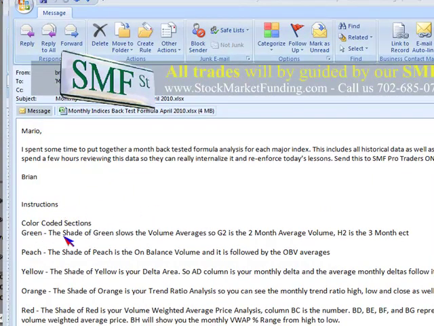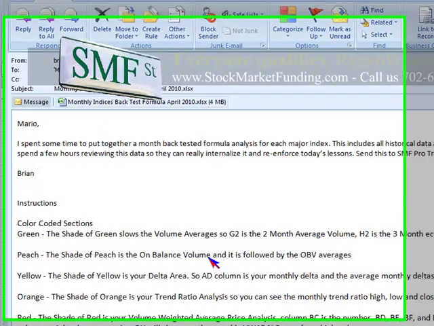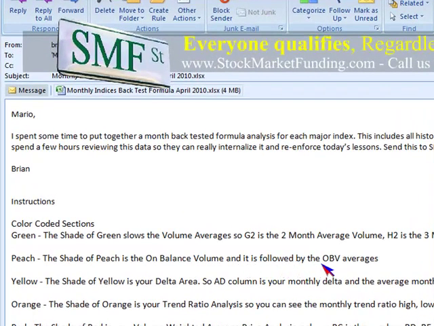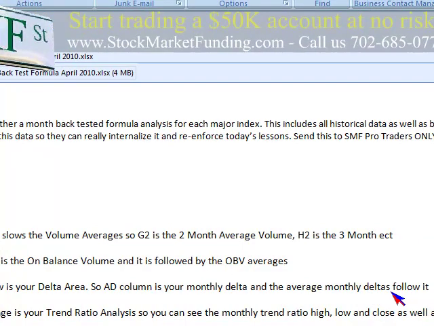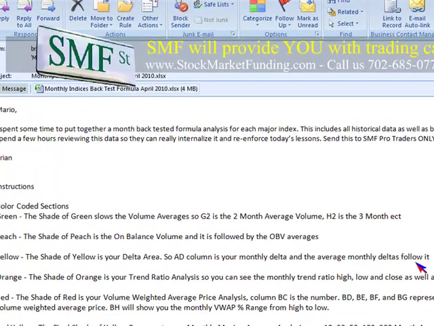Instructions, color-coded sections. The shade of green shows the volume averages. G2 is the 2-month average volume. H2 is a 3-month, etc. Peach, the shade of the peach is the on-balance volume, and it's followed by the on-balance volume averages. Yellow is your delta area. So AD column is your monthly delta, and your average monthly deltas follow it. That's the monthly delta dollar price movement in those monthly ranges, up and down.